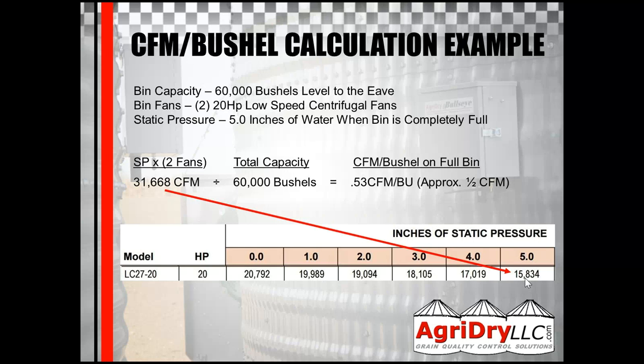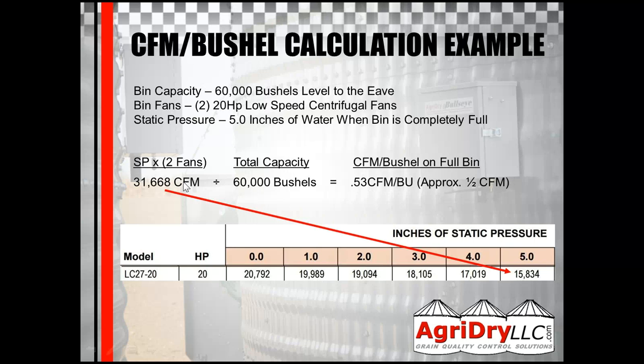But we have to double that because he has two 20 horsepower fans. So double that airflow, and we get 31,668 CFMs. That's the total CFMs over that entire bin when the bin's completely full. His total capacity, 60,000. We talk about that, so we told him 60,000 bushels. So when he's completely full, he has 0.53 CFMs per bushel.